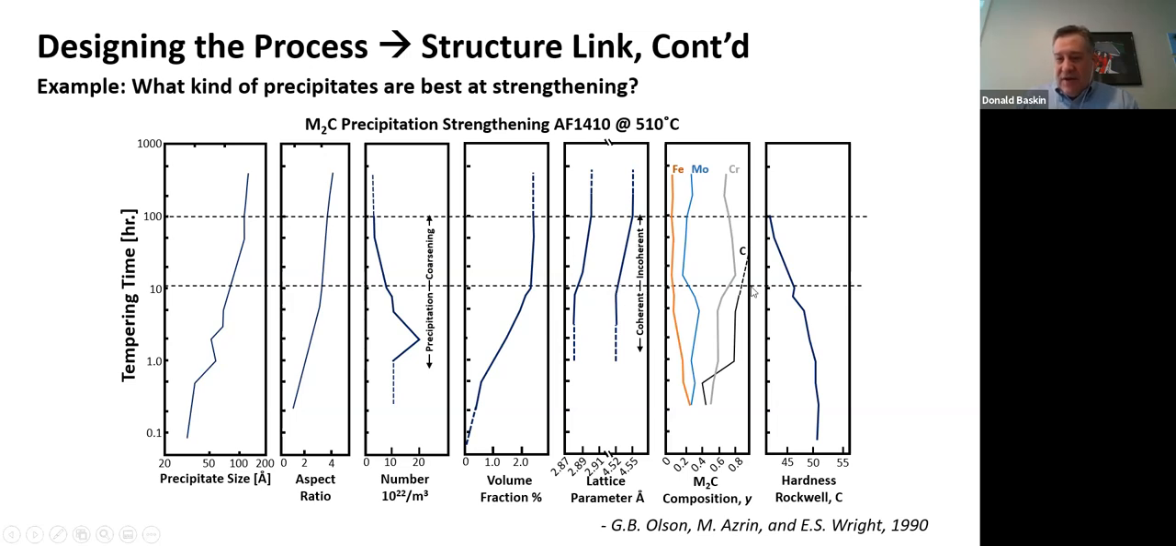And then I don't want to get too far into this, but there's the composition, the favorability of a different M2C carbide to form. I probably didn't mention this: the M is a metal, the C is carbon, so M2C is two metals to a carbon. The preference for which material gets that M changes as you increase temperature and time, in this case at a constant 510 degrees C. And you can see that as all these parameters are changing, the hardness of the material is decreasing.